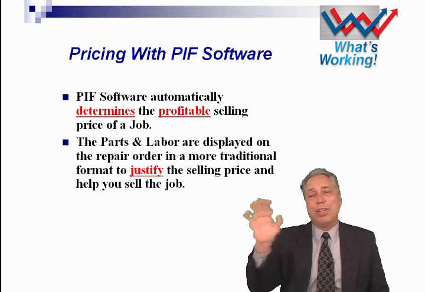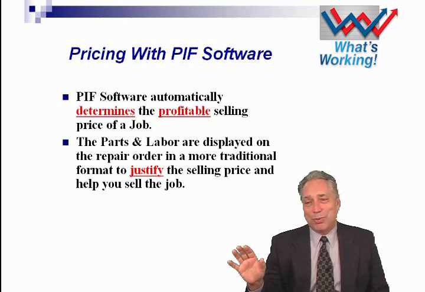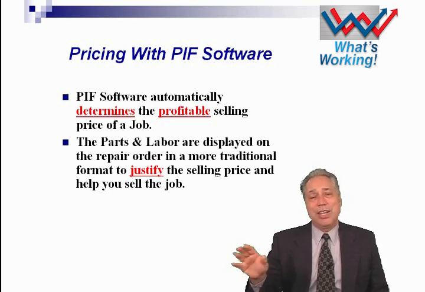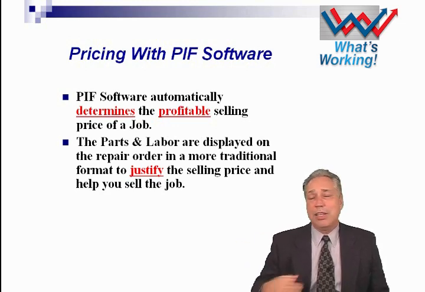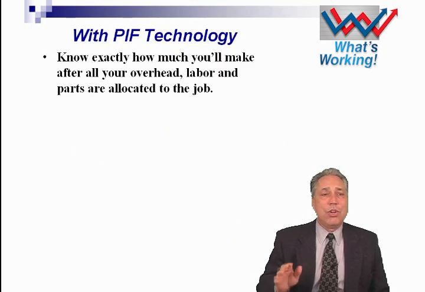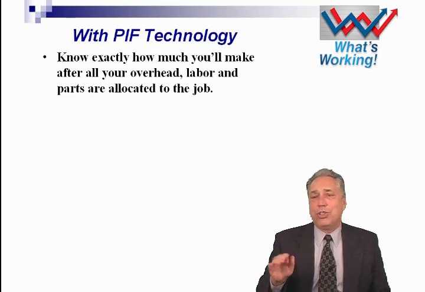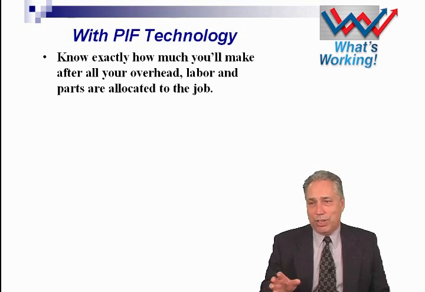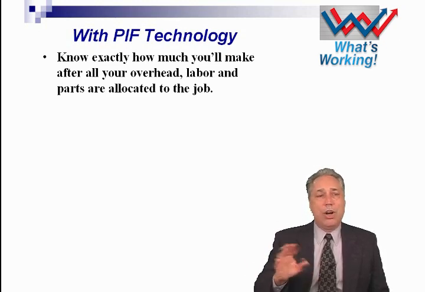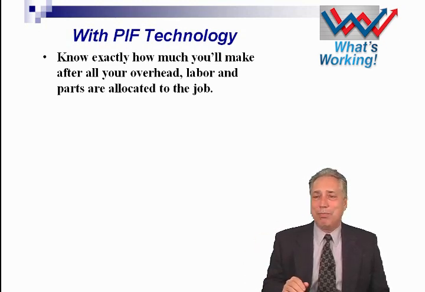The traditional fashion is how you would display it, because that's the way most customers are used to seeing it. So many dollars of labor for this job, so many dollars for parts for this job added together, and this is what the customer is going to pay. It also makes it easier for us to package and sell the job or justify the selling price. So in summary, you'll know exactly how much you'll make after all of your overhead, all your labor, and all your parts are allocated to a job.